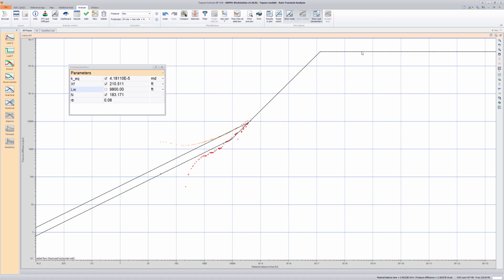The final radial flow stabilization is only influenced by the matrix permeability. Since final radial flow stabilization is never detected, impose a permeability value as obtained from other sources.